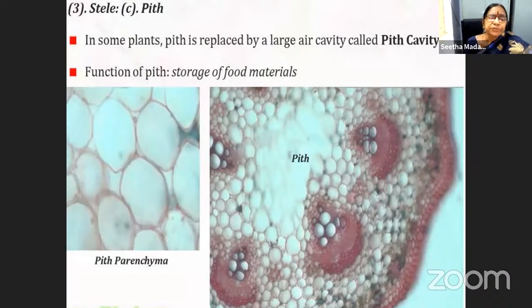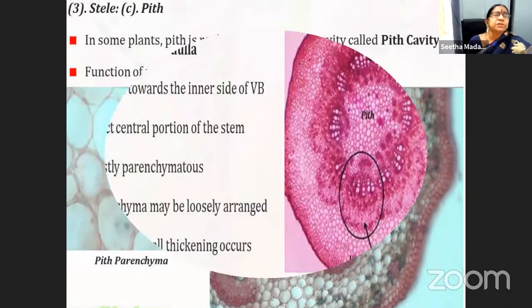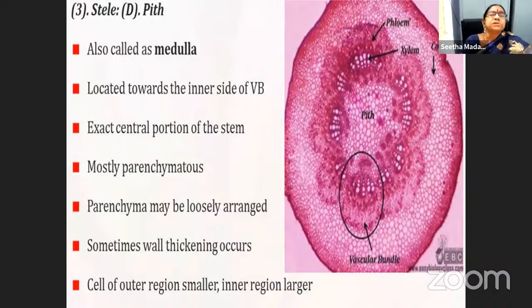The central part is known as pith. In some plants, pith is replaced by a large air cavity called pith cavity. Then coming to the functions of pith: storage of food materials. So this is over.